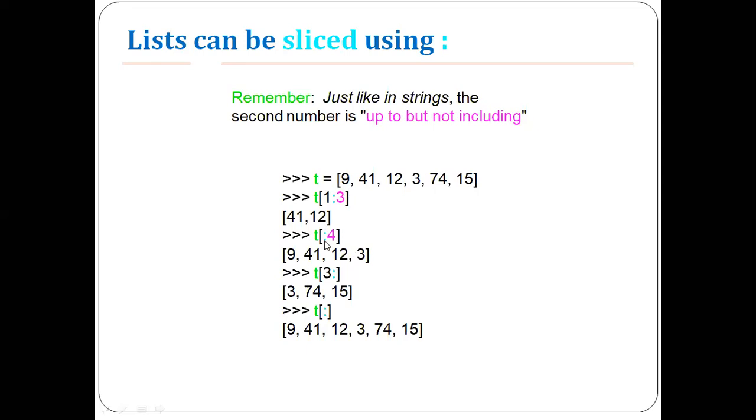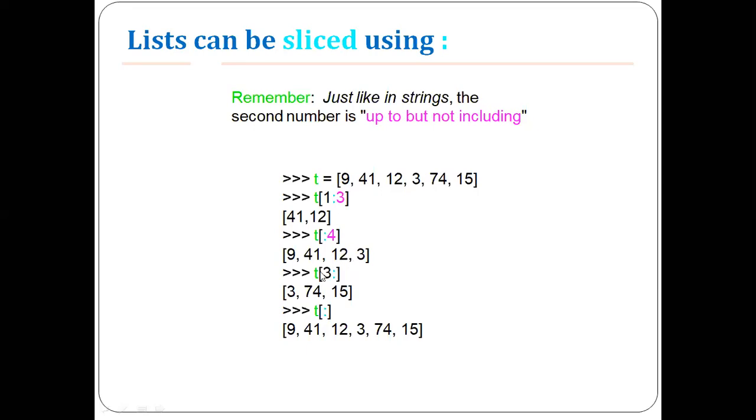And look at this example, that is t colon 4. If n is absent here, it means that it is from the beginning of the list up to 4, excluding index number 4. So in that one, 0, 1, 2 and 3, these four elements will get printed, that is 9, 41, 12 and 3.